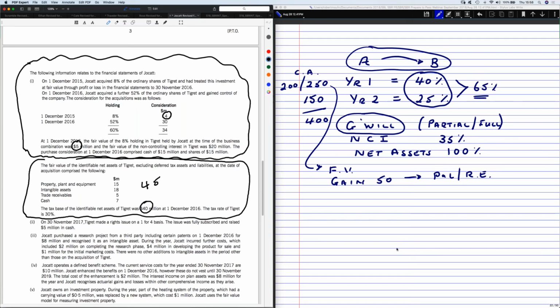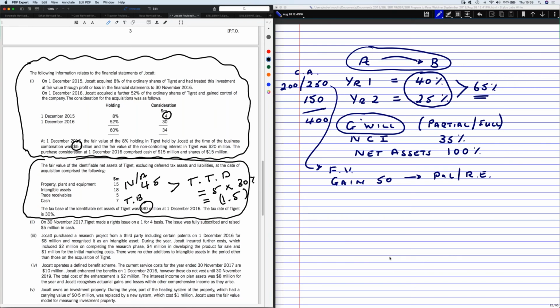Shall we calculate the deferred tax on that 5? Will it be a deferred tax liability or a deferred tax asset? You've got 2 minutes to tell me. Deferred tax asset or deferred tax liability? Net assets, 45. Tax base, 40. Taxable temporary difference equals 5. Times the tax rate, 30%, equals 1.5. It's a deferred tax liability, everybody.